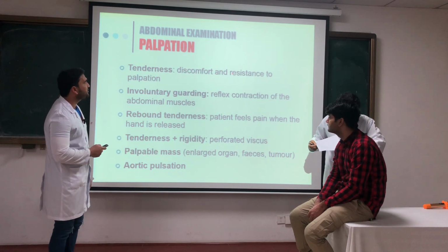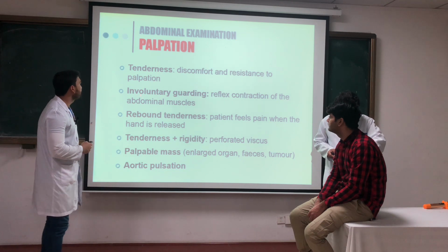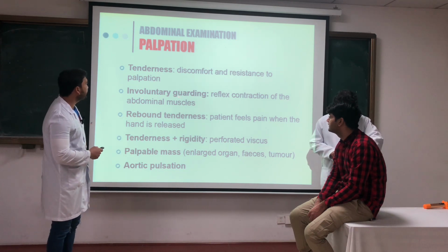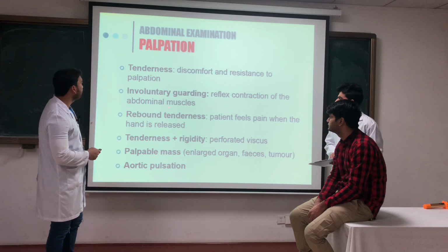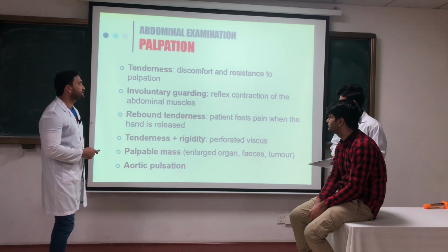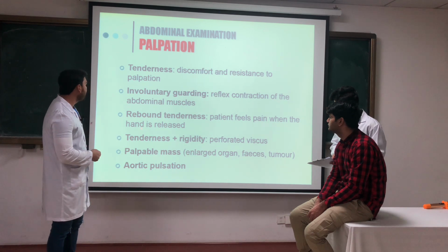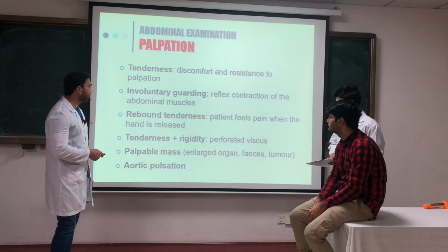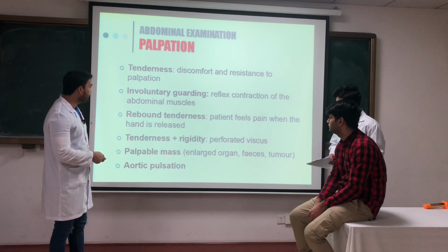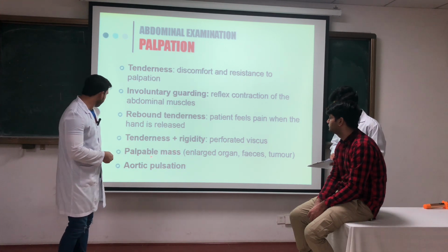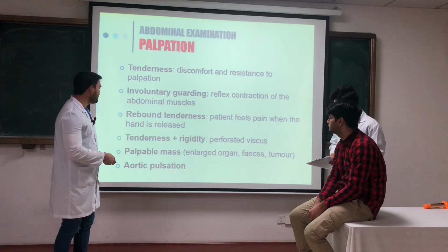Look for tenderness, discomfort and resistance to palpation, involuntary guarding, reflex contraction of the abdominal muscles, and rebound tenderness. The patient feels pain when the hand is released. Tenderness plus rigidity suggests a perforated viscus. Also look for a palpable mass and an expansile aortic pulsation.